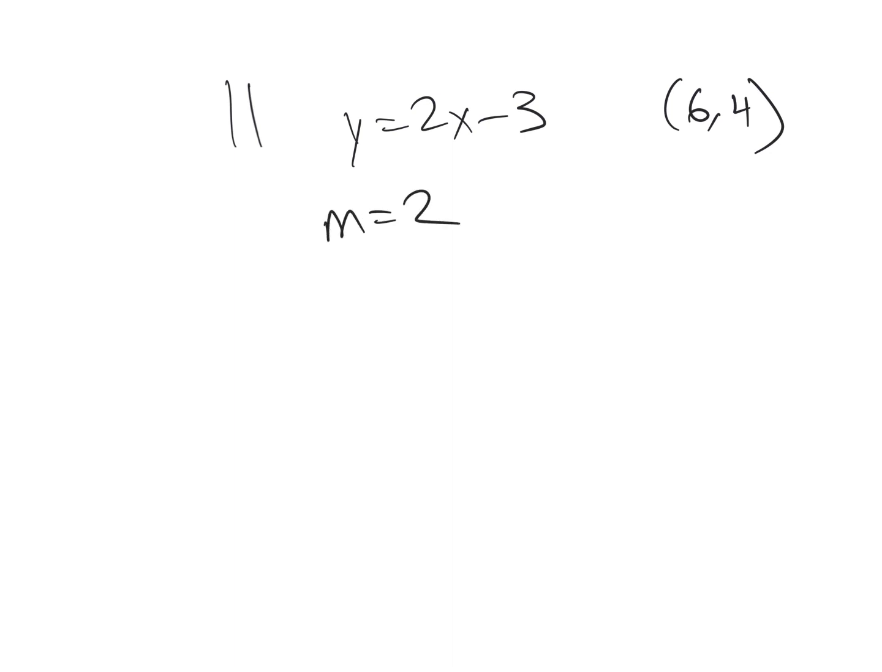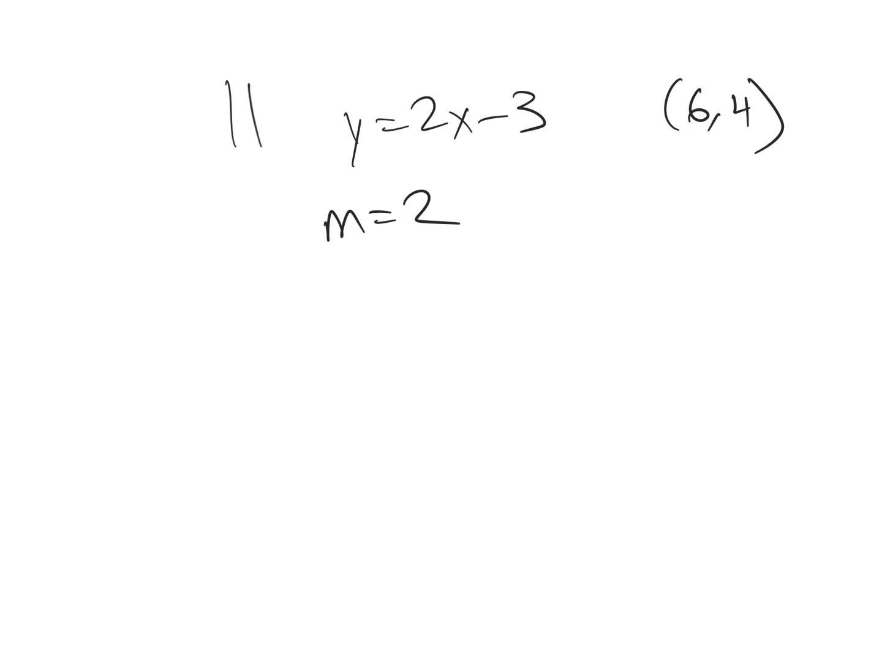I want you to write the equation of a line that's parallel to this line, going through the point 6, 4. So you need two things to write an equation: you need the slope and you need the intercept. The only reason you have this equation is that you need the slope. It's already in slope-intercept form, so the slope is going to be 2.